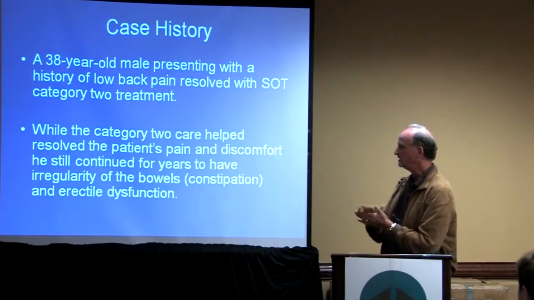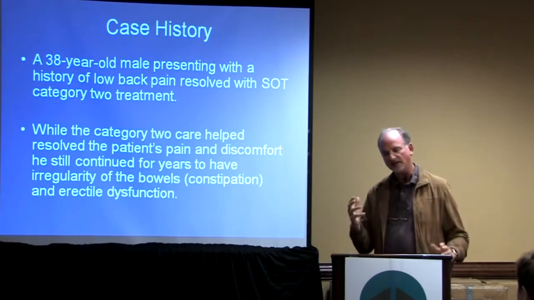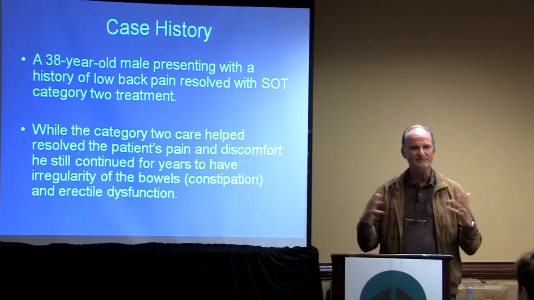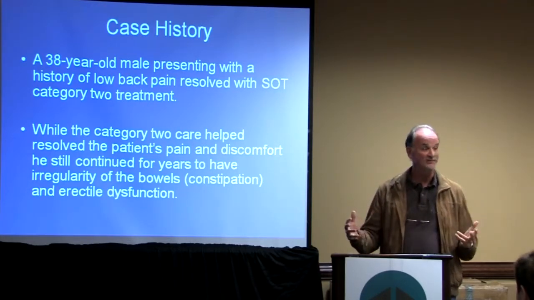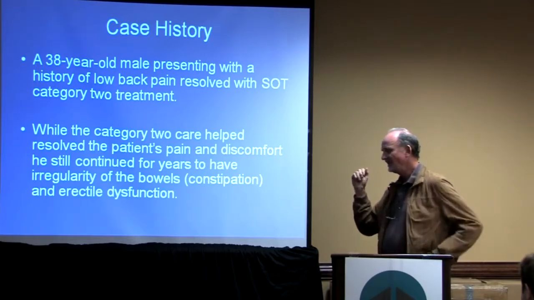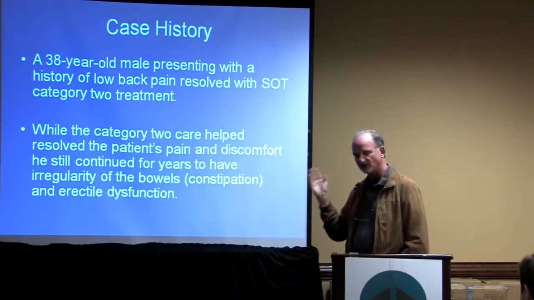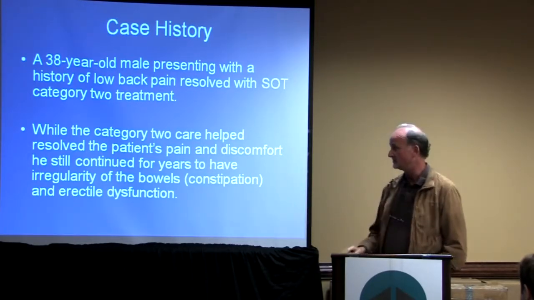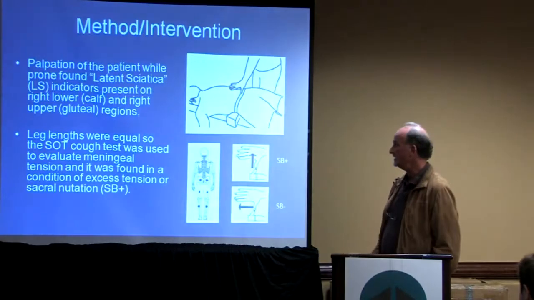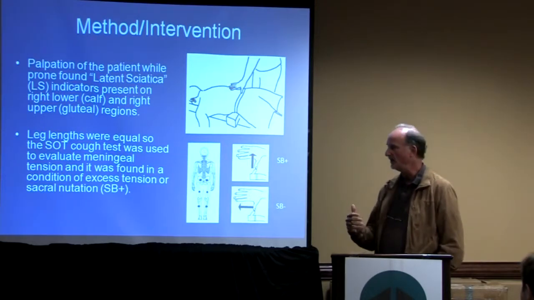On one particular case, it was a 38-year-old male. He had had low back pain. He had been a category 2. His back pain was gone. He was coming in basically out of respect for me, telling him to, hey, come on back in and let's check you out. And while he didn't have any symptoms, he continued to have irregularity of his bowels and some erectile dysfunction. So I went ahead and did the testing and found that he did have the latent sciatic indicator.